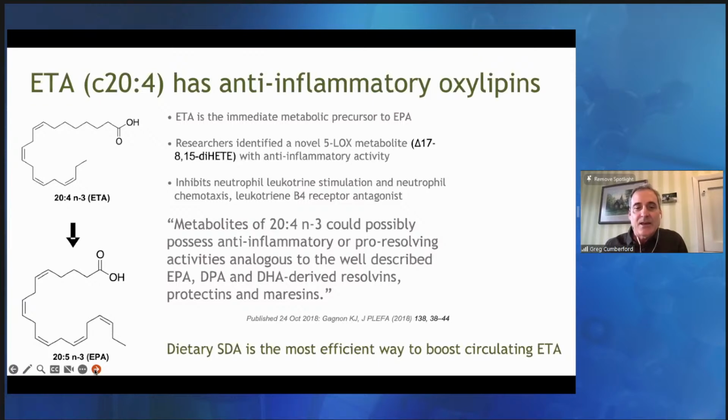And they said that the metabolites of icosatetraenoic acid could possibly possess anti-inflammatory or pro-resolving activities analogous to the well-described EPA, DPA, and DHA resolvins, protectins, and maresins. And that's important in our considerations around SDA and its effects, because dietary SDA is going to be the most efficient way to boost circulating ETA levels as well.